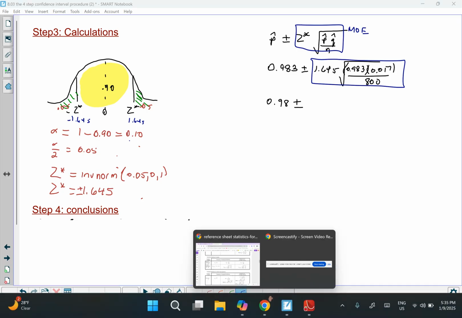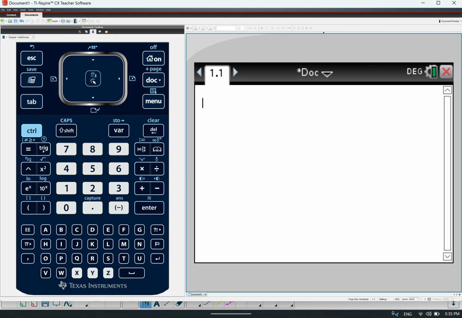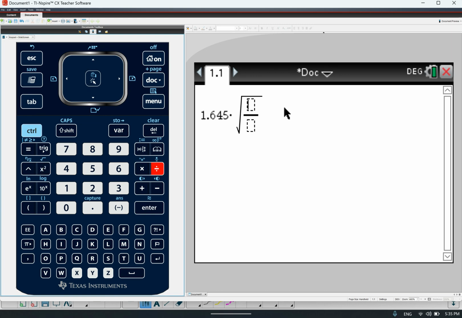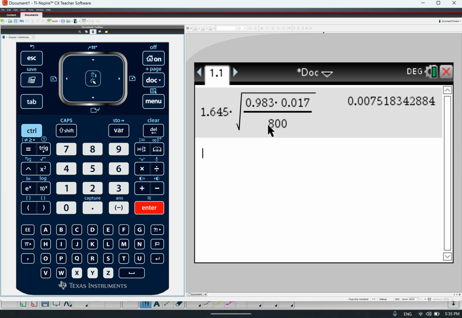So we're going to go to the calculator, and let's go to a calculator page, and you're going to enter 1.645 times control square root, control division, and you're going to enter the 0.983 times the 0.017, and that's going to be over 800, and that gives you 0.0075.